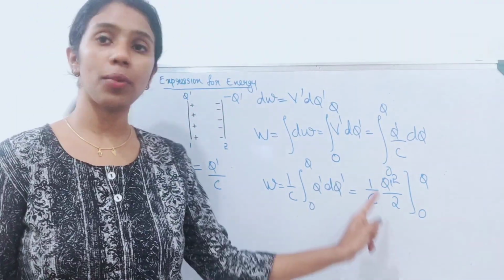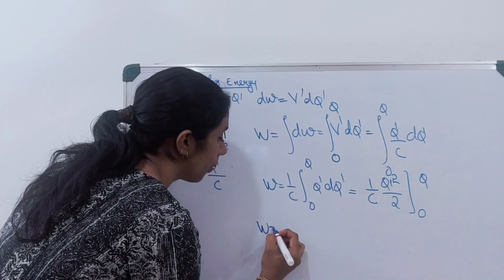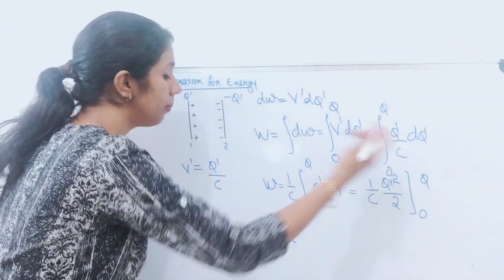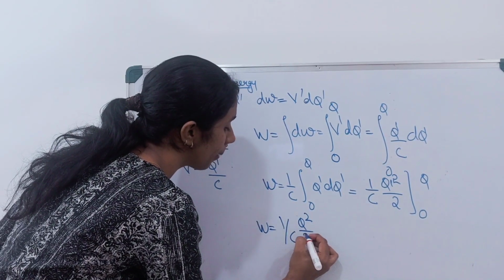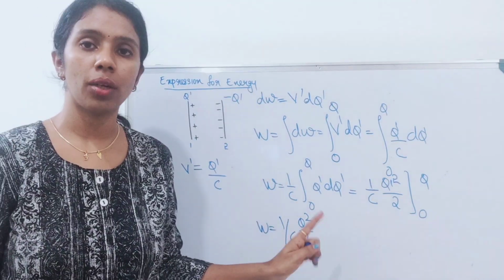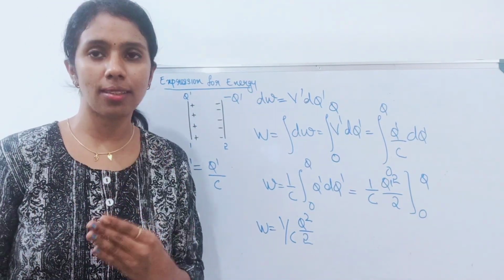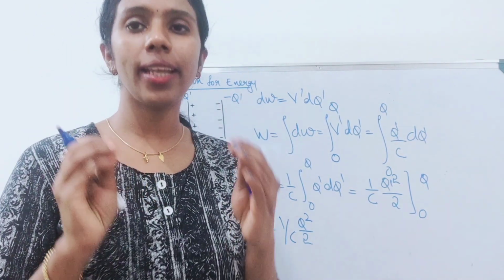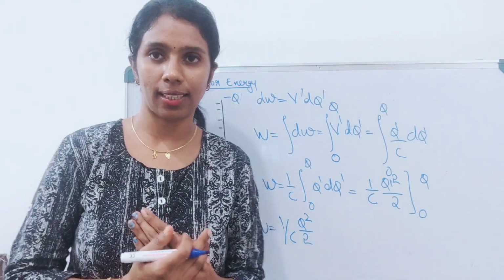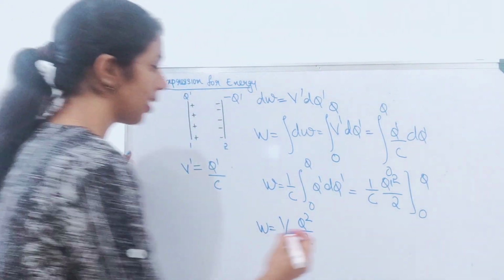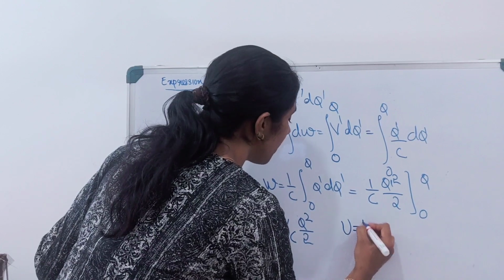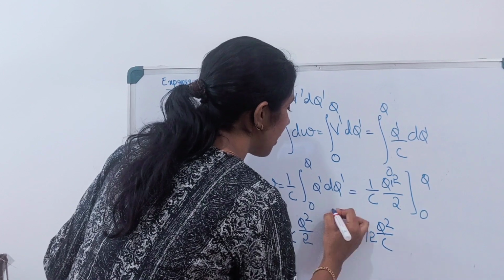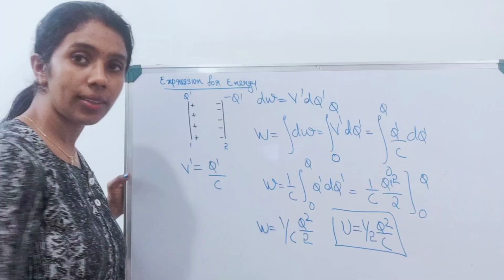Now this equation becomes work is equal to 1 by C into upper limit minus lower limit, where the upper limit is Q. So Q square divided by 2, where the lower limit is 0. So the second term becomes 0. So you got an equation for work done, and this work done is stored in the form of electrical potential energy. And that electrical potential energy is denoted by U. So U is equal to half Q square divided by C. This is the expression for energy stored in a capacitance.